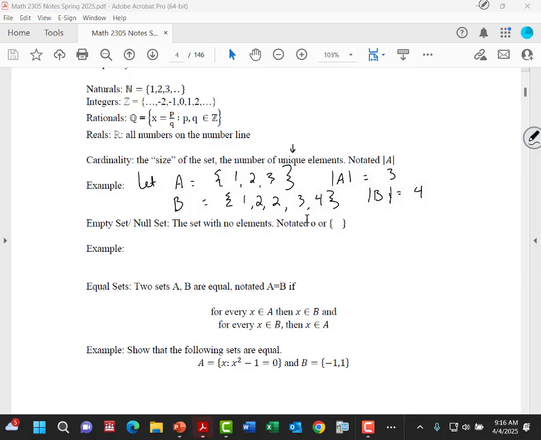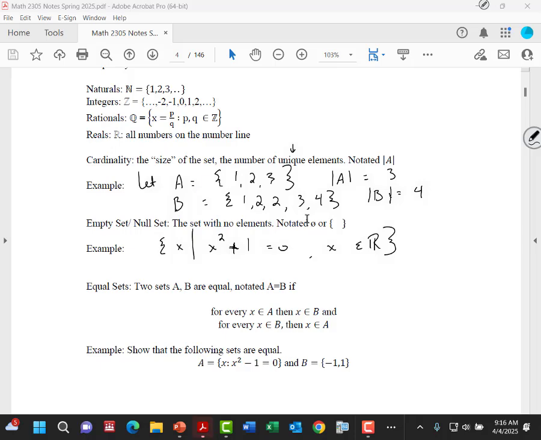Now, an important set that we encounter sometimes is the empty set or the null set. That is the set with no elements. The notation that I use is simply this 0 with a slash through it, or I can just simply draw the set braces with no elements in it. An example of the null set, for instance, might be the set of all x's such that x squared plus 1 equals 0, where x is a real number.